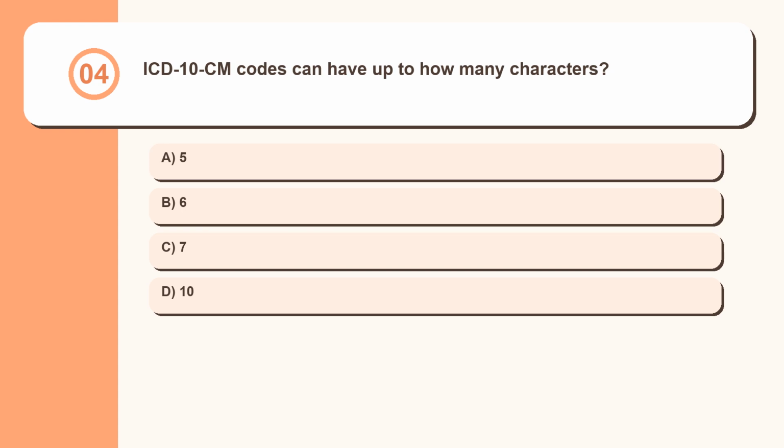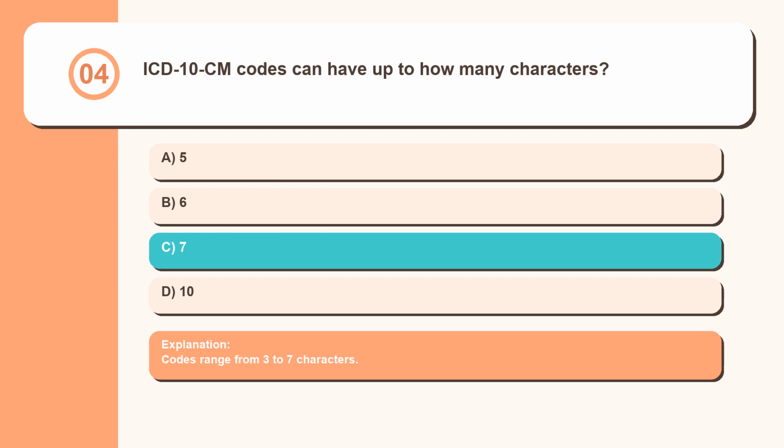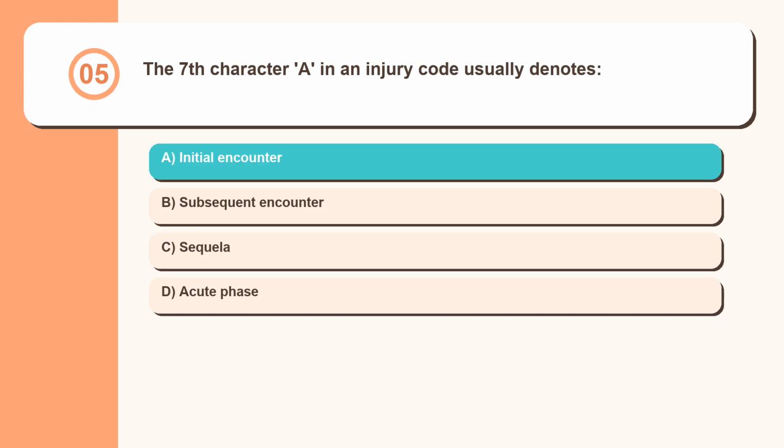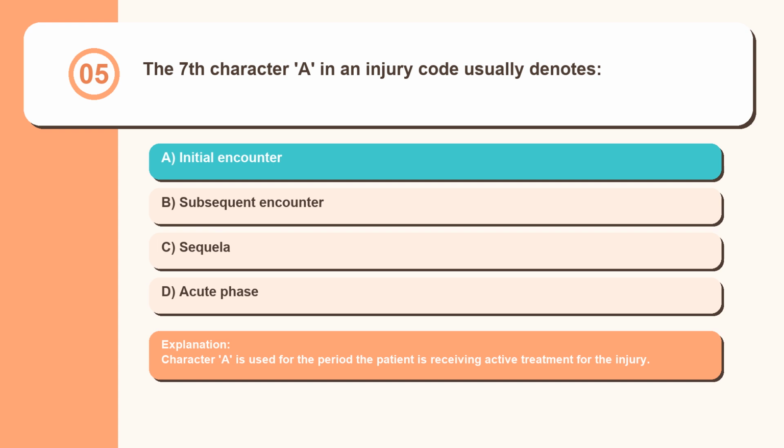Question 4. ICD 10 CM codes can have up to how many characters? 5, 6, 7, 10. Codes range from 3 to 7 characters. Question 5. The seventh character in an injury code usually denotes initial encounter, subsequent encounter, sequela, acute phase. The initial encounter character is used for the period the patient is receiving active treatment for the injury.